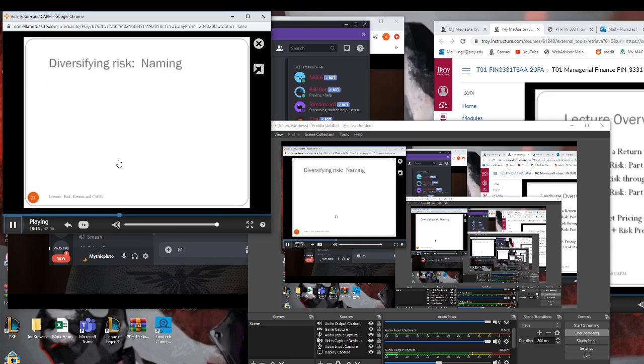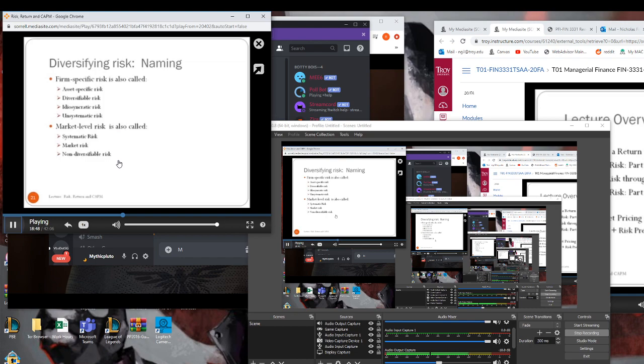We're stuck with it. All right, let me just take a moment to talk about the naming conventions used here. Firm-specific risk, you'll hear it called any of the following: asset-specific risk, diversifiable risk, idiosyncratic risk, and unsystematic risk. So these are all interchangeable terms for firm-specific risk. Market-level risk is also called by a number of names: systematic risk, market risk, and non-diversifiable risk. You'll hear any of these names used in finance. So if you hear me use one or the other, this is what I am referring to.